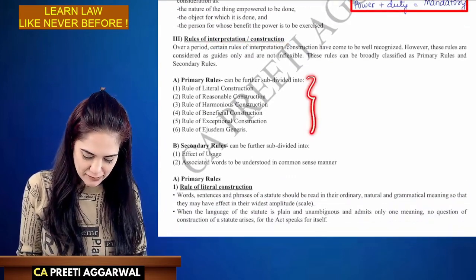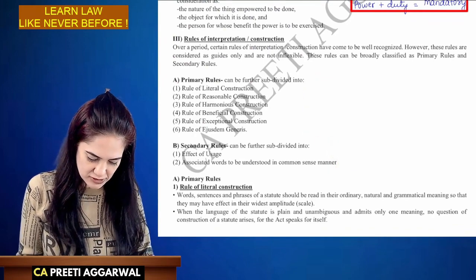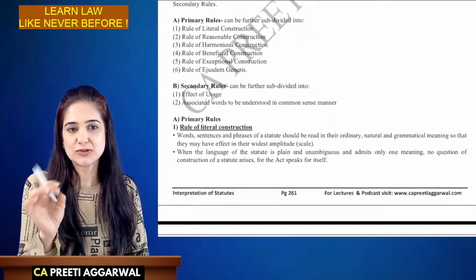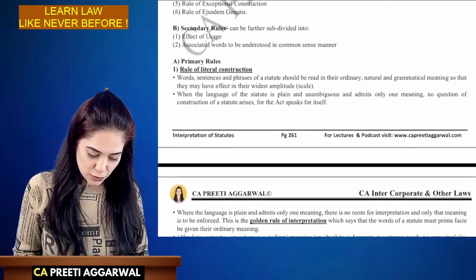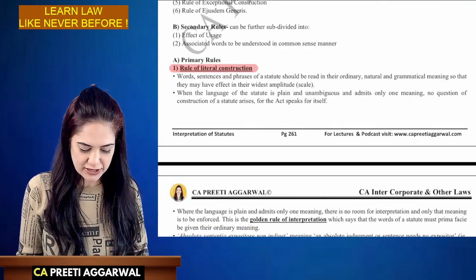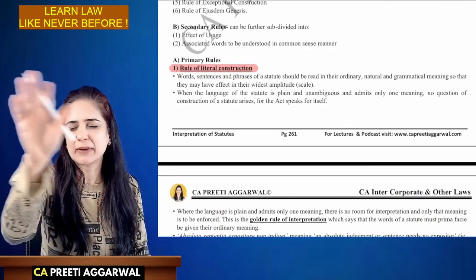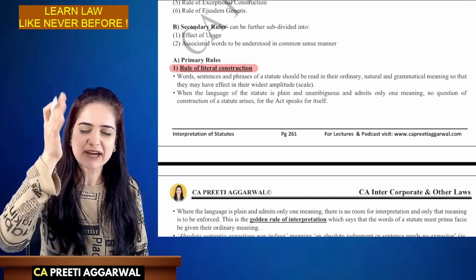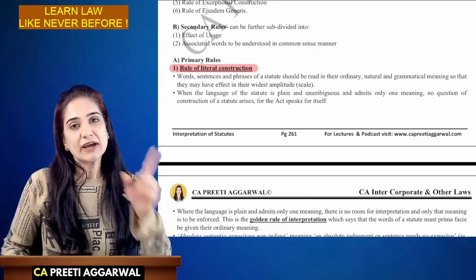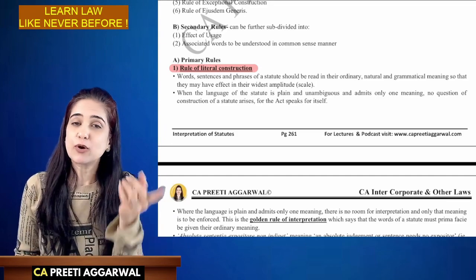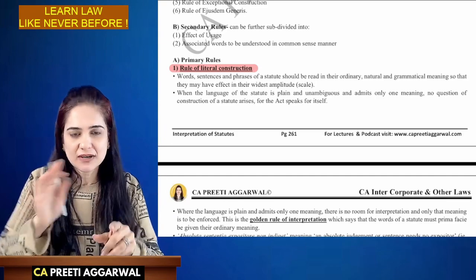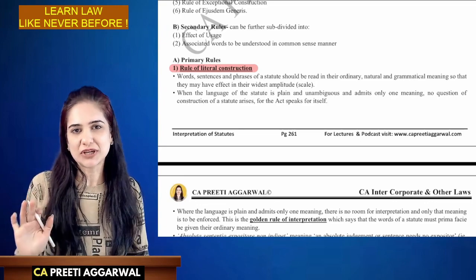There are different rules of interpretation and construction. So these are the primary rules and the secondary rules. Let us go through them each, one by one. Rule of literal construction. Literal means you are trying to read and understand the text as it is without applying any logic, any facts, circumstances of the case. If it is making sense, very good. Only when it leads to absurdity, then we will go to logical interpretation.